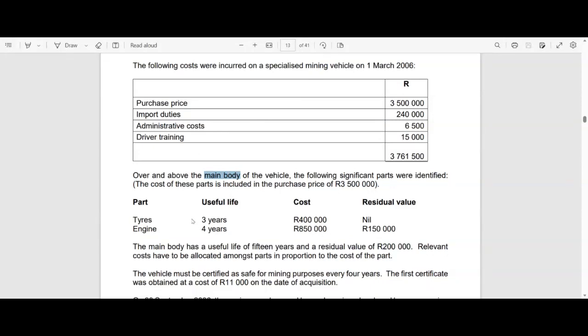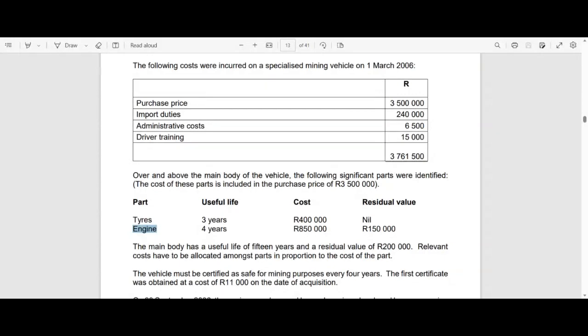And then we've identified two other significant parts, namely the tires, which are huge and very expensive in their own right. So we're going to have a ledger account that we call specialized mining vehicle, colon, tires, colon, cost. And we also have a significant part which we call the engine. Once again, ladies and gentlemen, the reasons being that they are significant in value in their own right. They can be replaced separately.